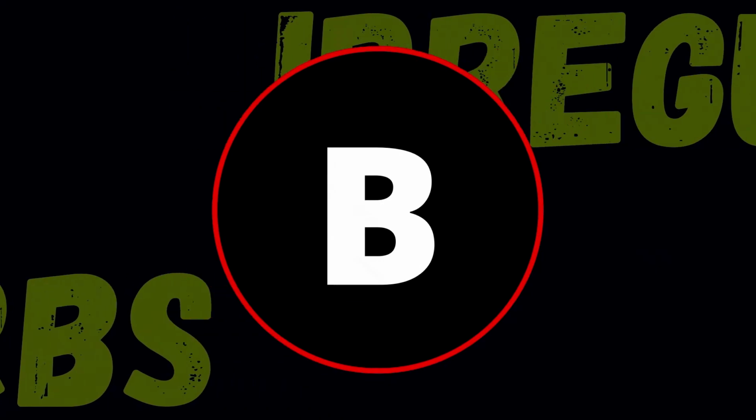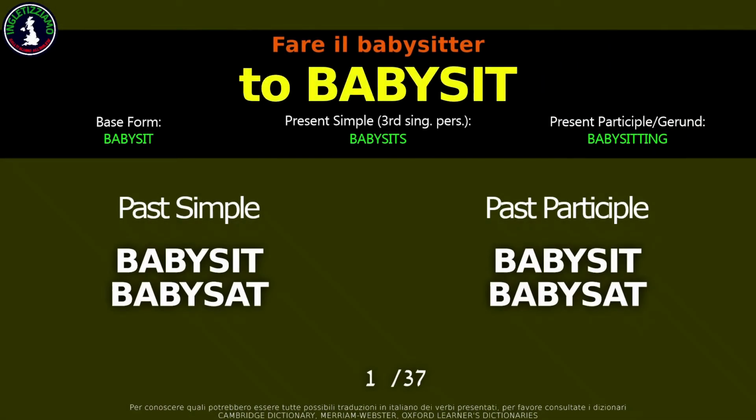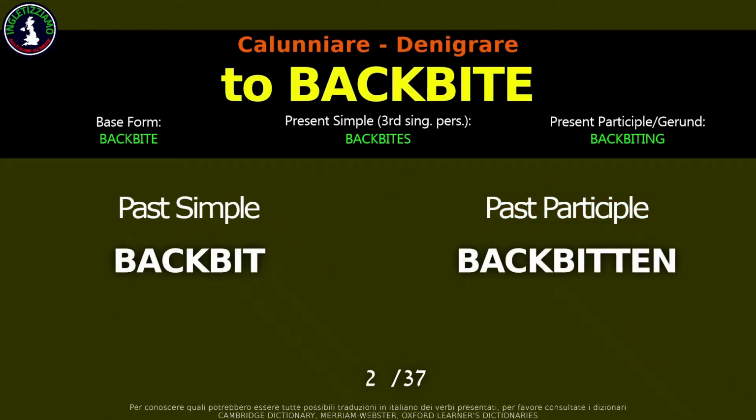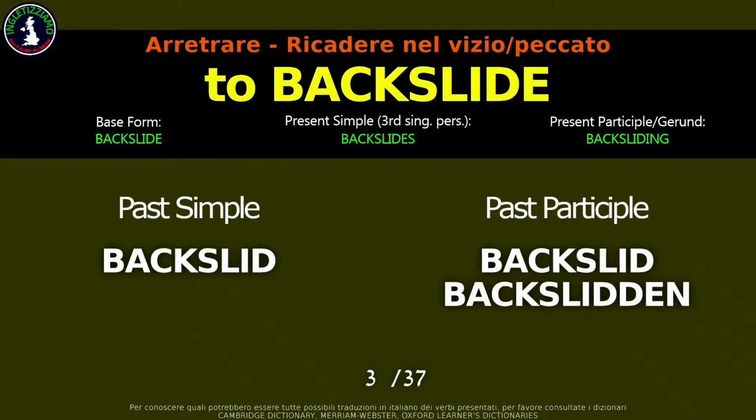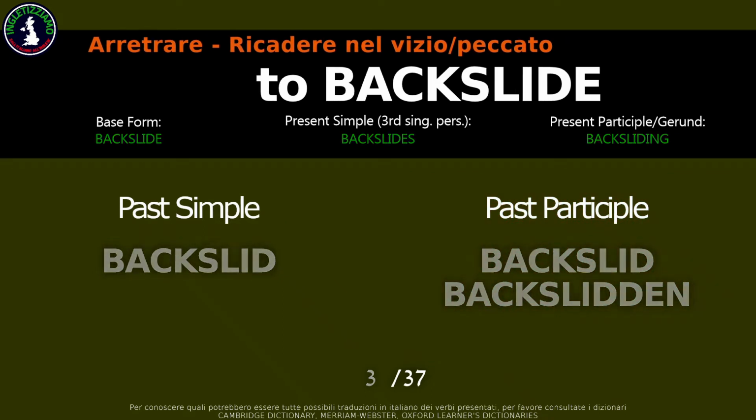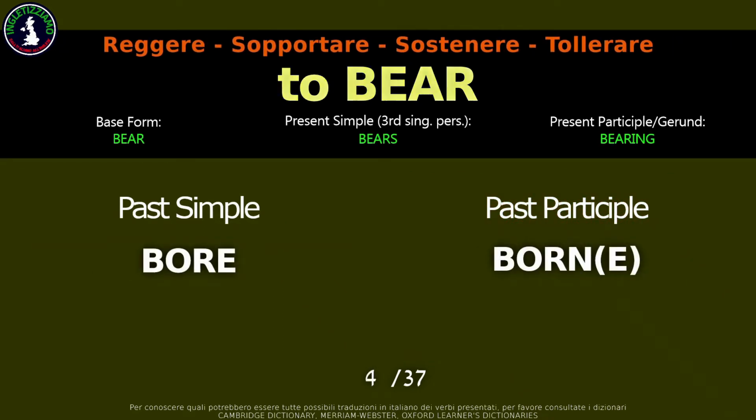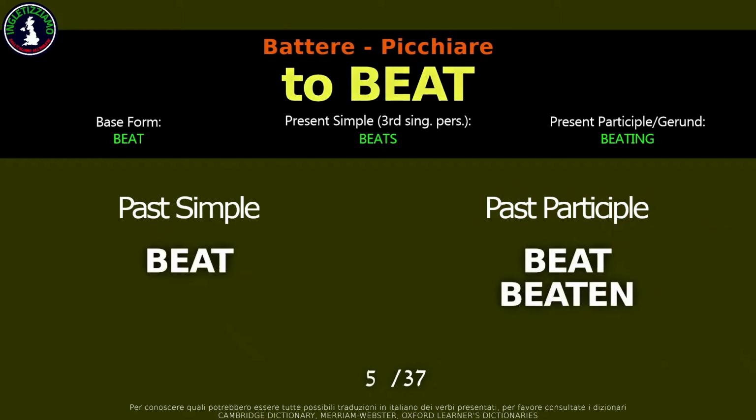Irregular verbs with the letter B. To babysit, babysit or babysat, babysit or babysat. To backbite, backbit, backbitten. To backslide, backslid, backslid or backslidden. To bear, bore, born. To beat, beat, beat or beaten.